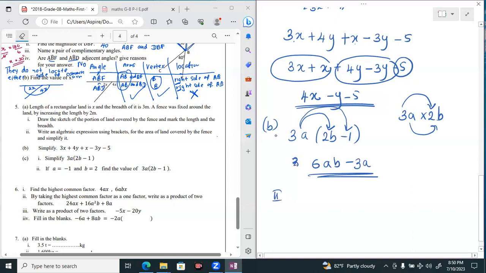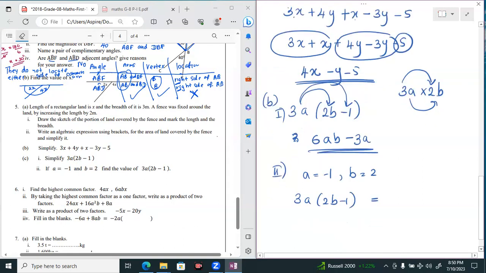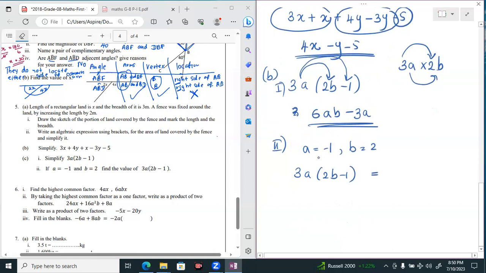The second one, this is the first one. Second one, a equals minus 1, b equals 2. Find the value of 3a into 2b minus 1. In such cases, I mentioned last week, always remove the brackets. Brackets remove karagan. Then 3 times 2, it is 6ab. 3 times minus 1, it is minus 3a. It is the previous one.